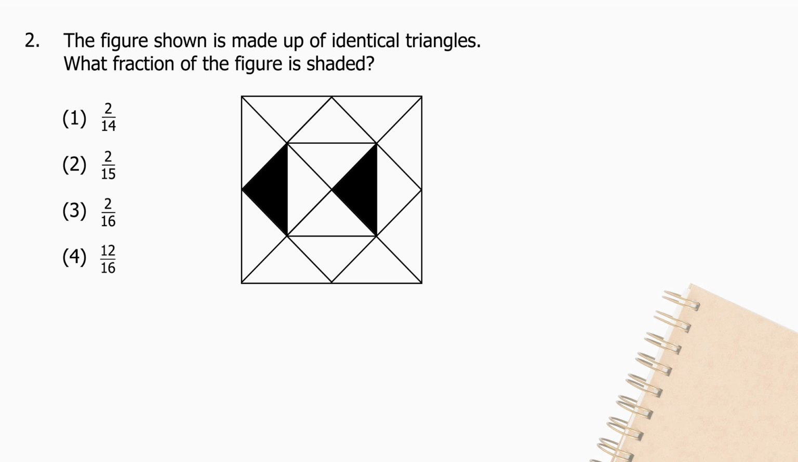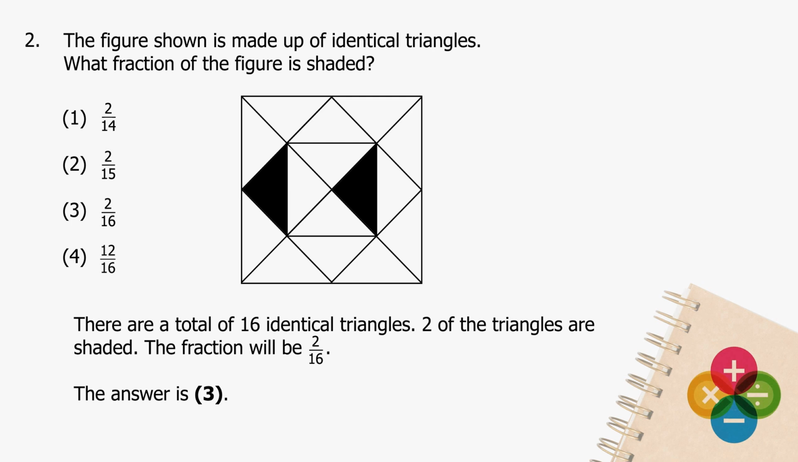Question 2. The figure shown is made up of identical triangles. What fraction of the figure is shaded? There are a total of 16 identical triangles. 2 of the triangles are shaded. The fraction will be 2/16. The answer is 3.